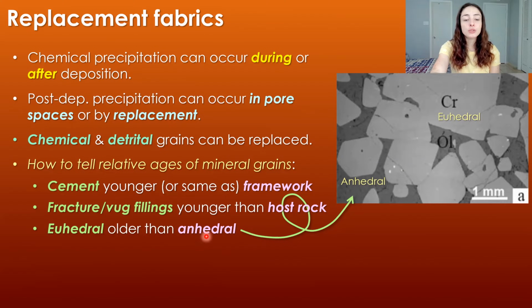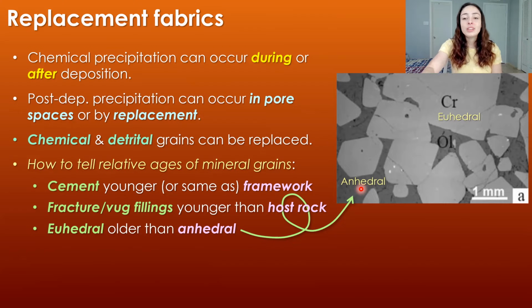But when it comes to fully crystalline material, how can we tell what's younger and what's older? Because we no longer have the detrital versus cement grains that we can look between, or the vug filling, or whatever it is. We have to see a fully crystalline fabric and try and get relative ages. In this case, we can look at grain shape. Remember those terms euhedral versus anhedral. We talked about how euhedral is a very well crystallized, or basically a crystal with well-defined crystal faces, whereas anhedral kind of just fills the interspace between those euhedral crystals.